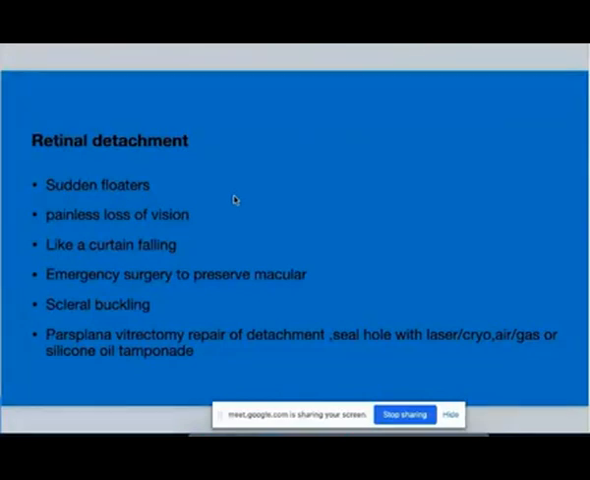The different surgeries we do for retinal detachment include scleral buckling, which is an old procedure. Not many people do it, in which the hole is sealed off, and then you put a band around the eye. The current treatment we do is pars plana vitrectomy. We repair the detachment and we seal the hole with laser or cryo, and then we put an air, gas, or silicone oil tamponade.